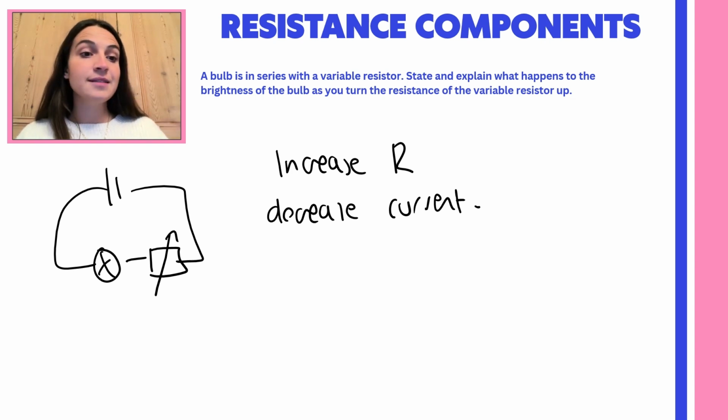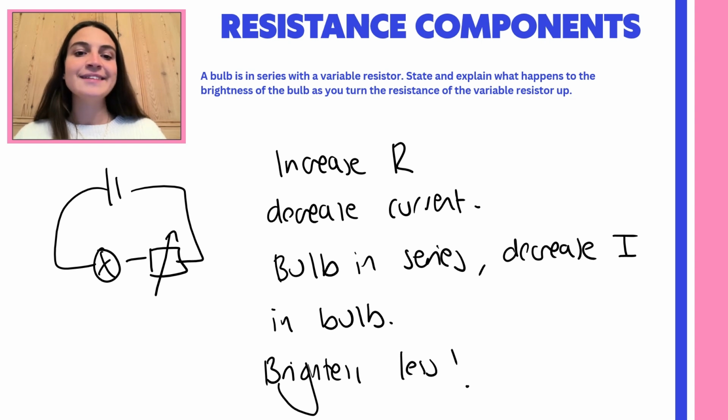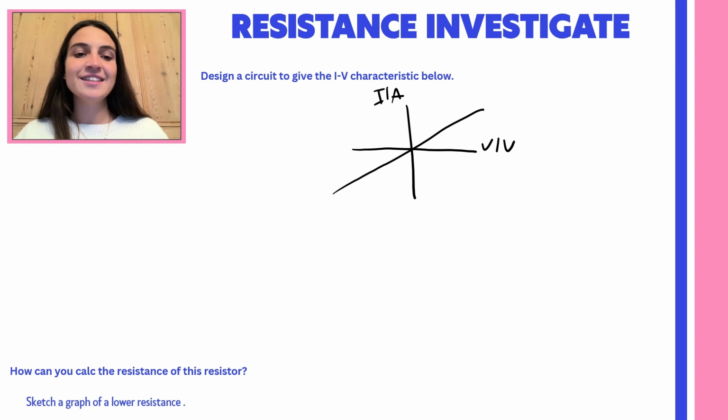And actually, since my bulb is in series with that variable resistor, and in a series circuit the current is the same at every point, by decreasing the amount of current through my variable resistor, I have, of course, decreased the amount of current that is flowing through my bulb, and therefore my bulb will be less bright than it was before.